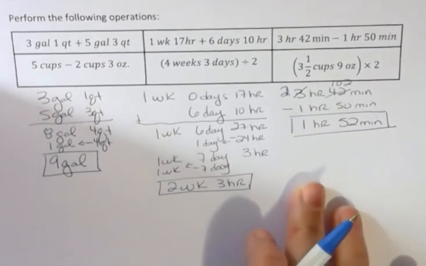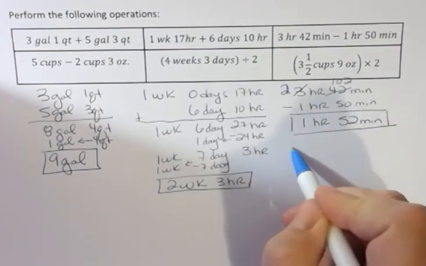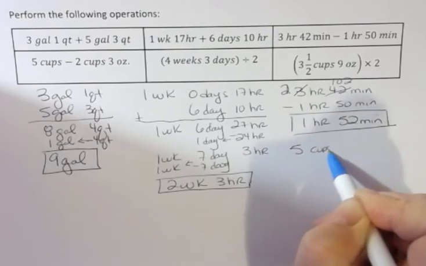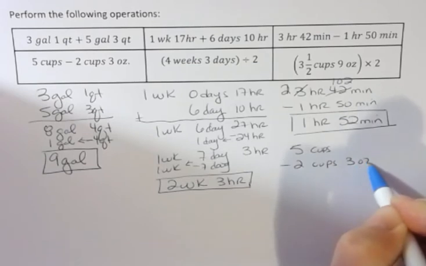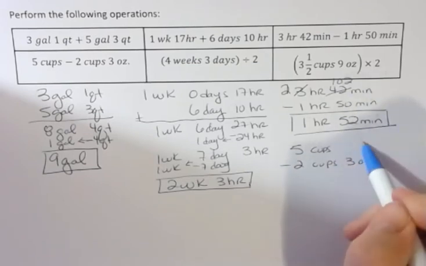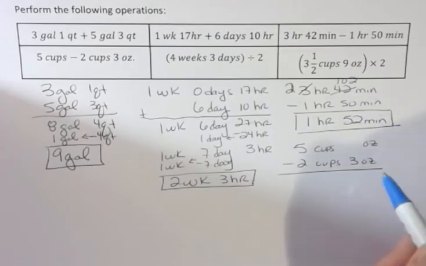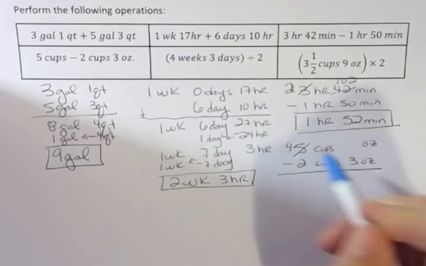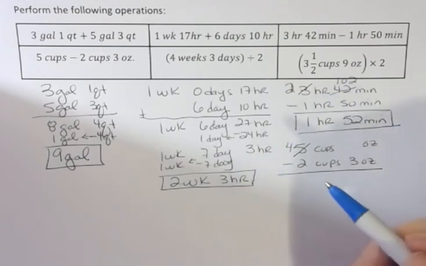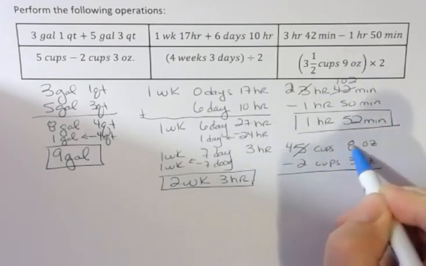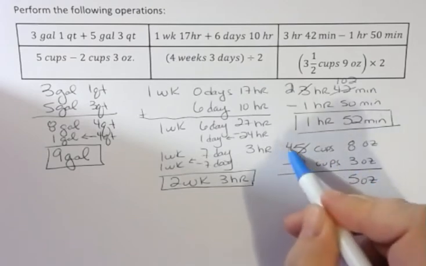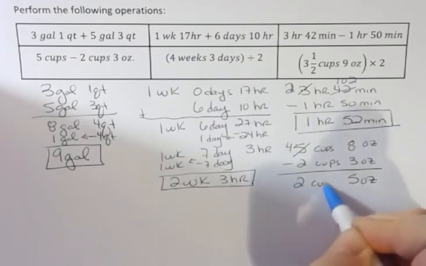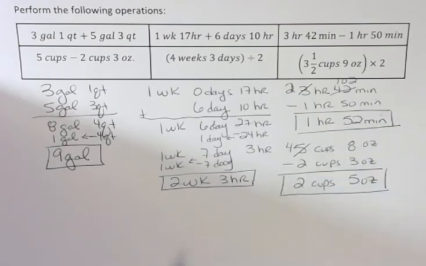All right, the next thing I'm going to do is another subtraction. That is 5 cups minus 2 cups and 3 ounces. Again, I need to convert correctly in order to borrow correctly. So I'm going to borrow a cup, and how many ounces are there in a cup? Well, fluid ounces, there's 8. So I have 4 cups and 8 ounces. Now I can subtract. 8 minus 3 is 5 ounces, and 4 minus 2 is 2 cups. And there's my answer for that one.